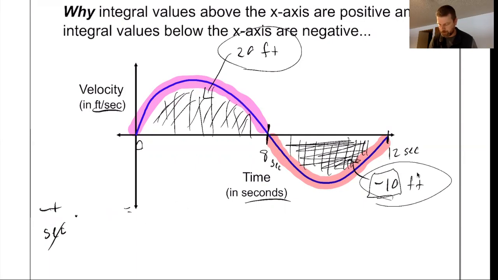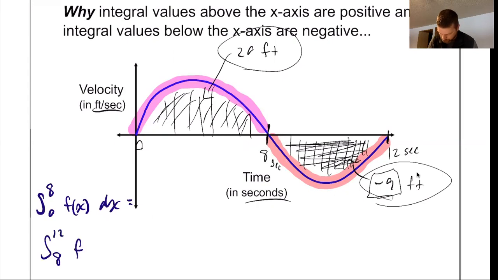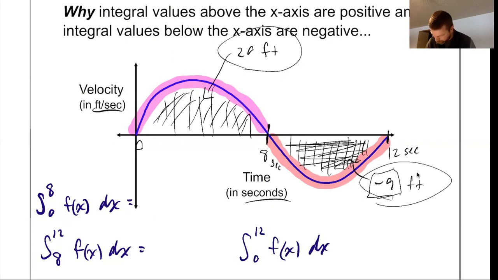Actually, this will be really good. So I'm going to actually change that. Instead of -10, let's call that -9 feet. All right, so to check your understanding of integral notation, let's just do 3 quick integrals. Let's do the integral from 0 to 8 of f of x dx, the integral from 8 to 12 of f of x dx, and the integral from 0 to 12 of f of x dx. See if you can find the value of those 3 integrals. Maybe pause the video. All right.